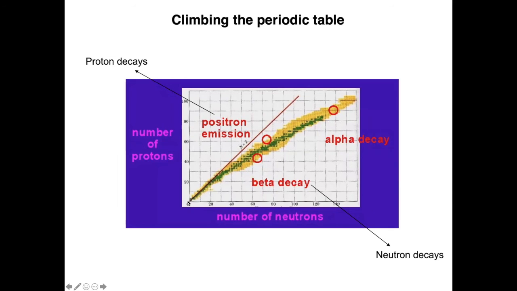But if you add a helium nucleus, if you add an alpha particle, you're adding the same number of protons and neutrons. So you are going along the valley of beta stability, where no beta decay and no inverse beta decay happens. That's the green part here of the nuclide chart.